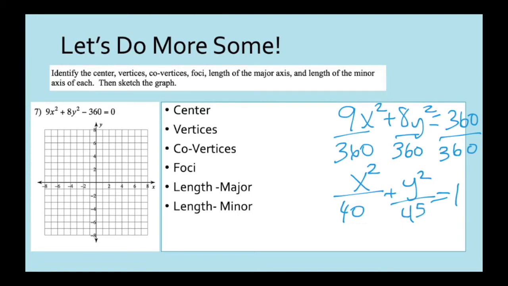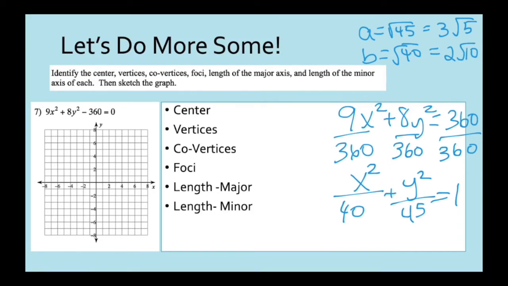That means our A value is the square root of 45 because it's the largest one, while our B value is the square root of 40. Now we can take some of those out. 45 is 9 times 5, and the perfect square root is 3 for that, so this will be 3 radical 5. And 40 is 4 times 10, and that is a perfect square root of 2, so we're going to have 2 square root 10.